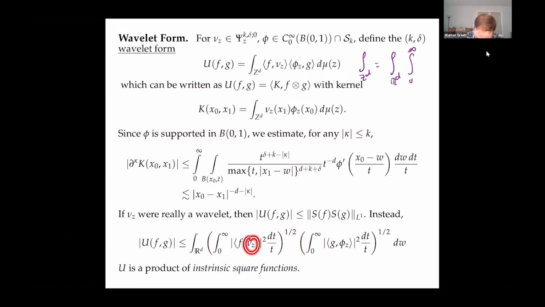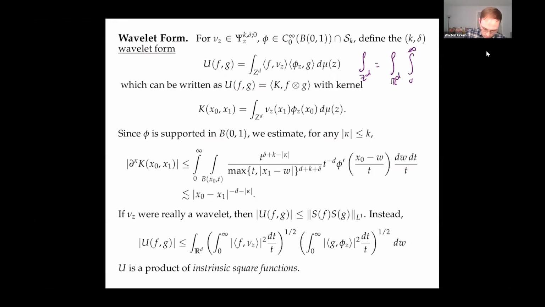If these were really wavelets, if this was another phi z, but they're approximate wavelets, so we can't appeal to that. We don't have as good estimates as we do for a square function, but we still get enough. And we call such a function an intrinsic square function. We actually take the supremum over all of these members of the wavelet class. That gives us an intrinsic square function. So you should think of the wavelet form like two square functions, the dual pairing of two square functions.